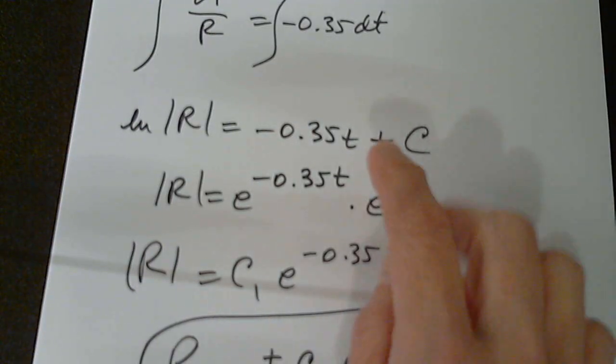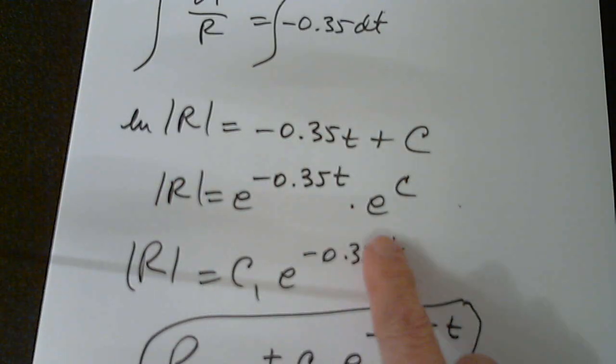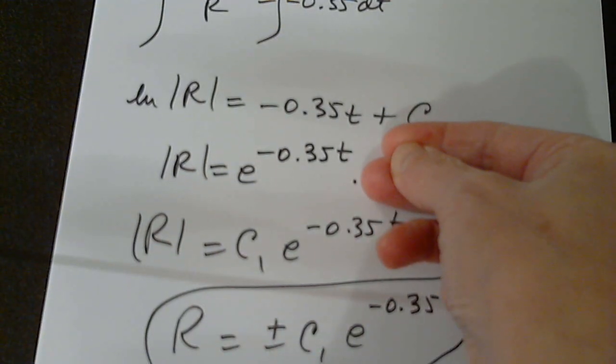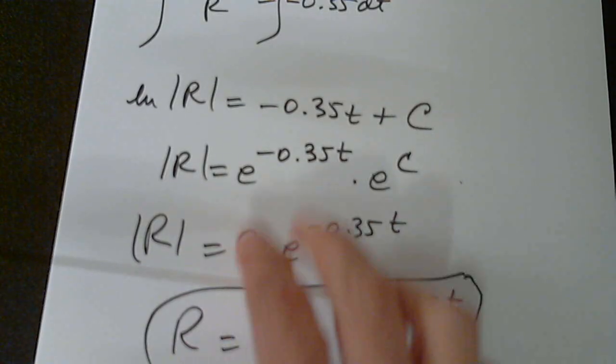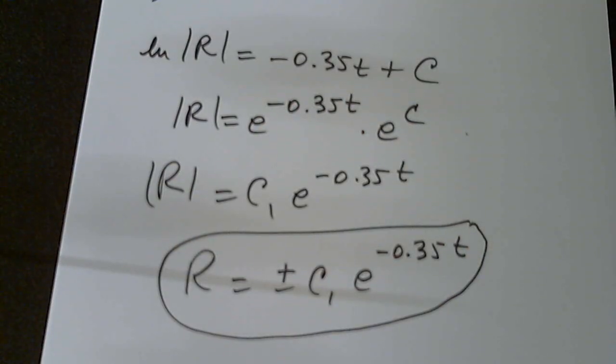We already learned that when the power is a sum, I can separate it into e to the first power times e to the second power. This is just a constant, nobody cares. I'm going to rename it as C1. Copy. Because of the absolute value, we have to put plus or minus in front. Is this okay?